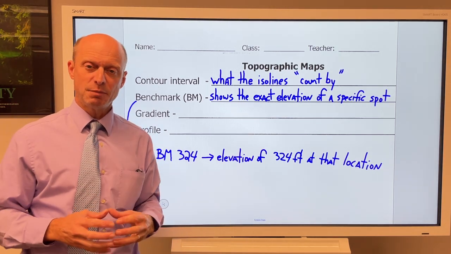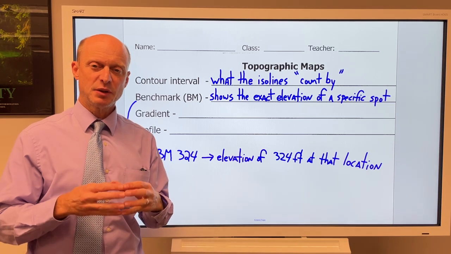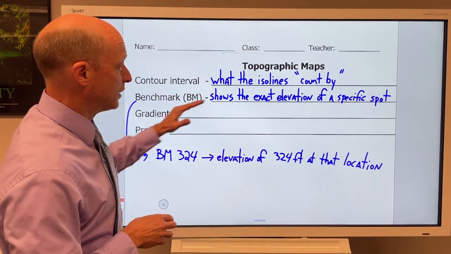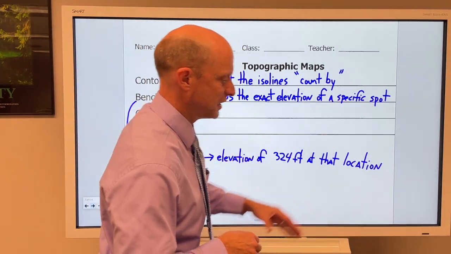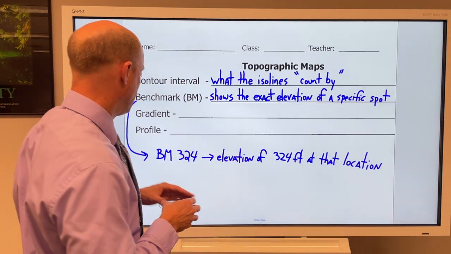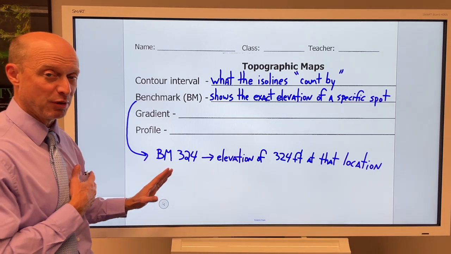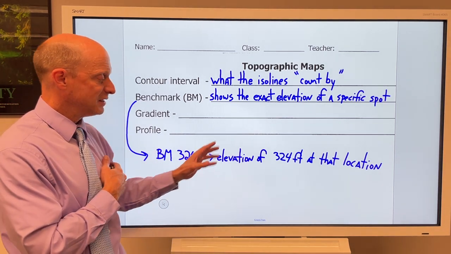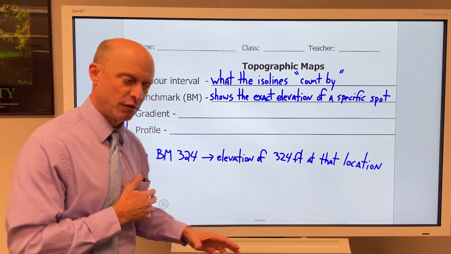Okay, a benchmark is a specific location where we measured the exact elevation, usually years ago. It shows the exact elevation of a specific spot, often to the individual foot. So for instance, this is an example. If you see on a map, BM means benchmark 324. That means the elevation is exactly 324 feet in that spot.